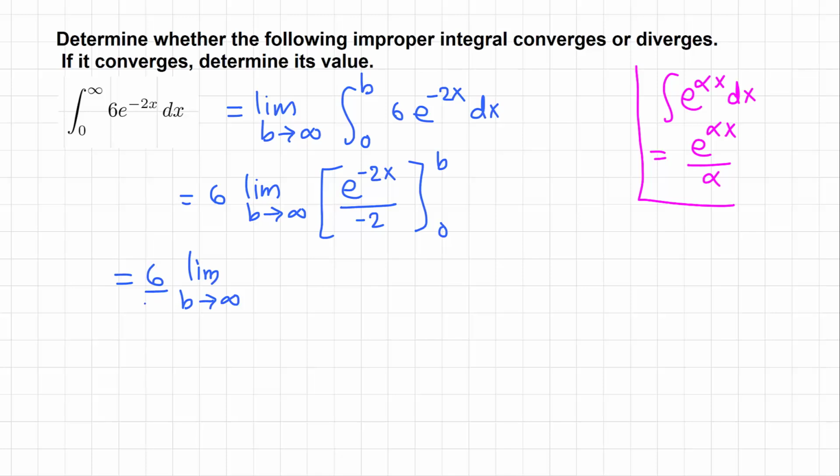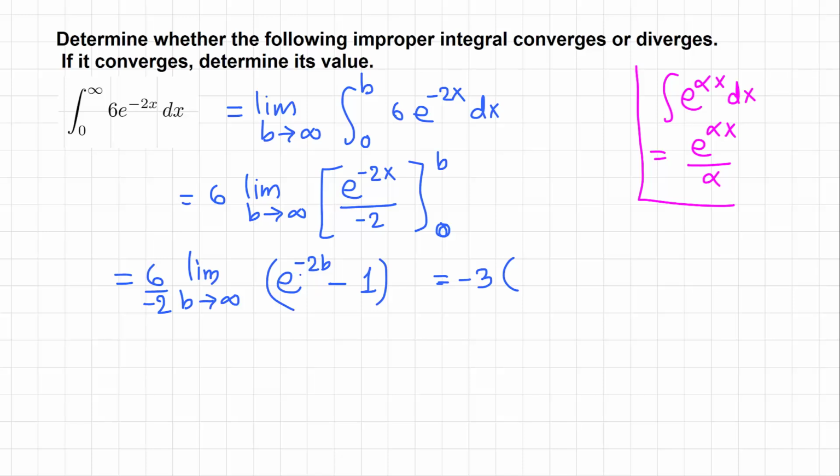So let me put here 6 over negative 2, times e to the negative 2x. Now evaluate at the upper limit b, so e to the negative 2b, minus, from the fundamental theorem of calculus, evaluate at 0. So e raised to negative 2 times 0, which is e raised to 0, which is 1. We can write parentheses or we don't have to. Now we're going to take this limit. 6 over negative 2 is in fact negative 3 outside.